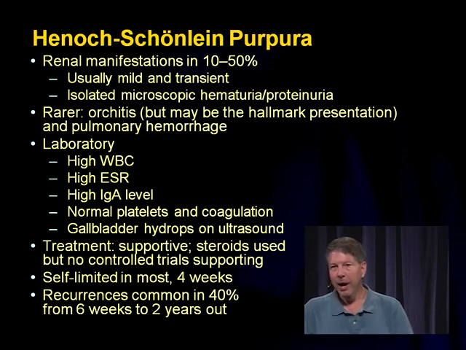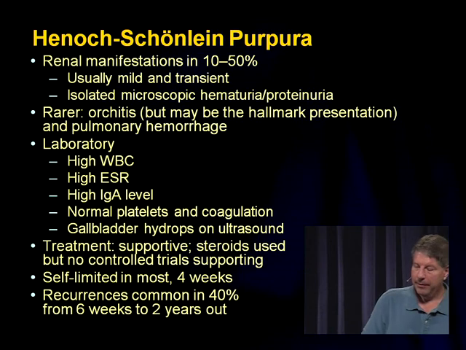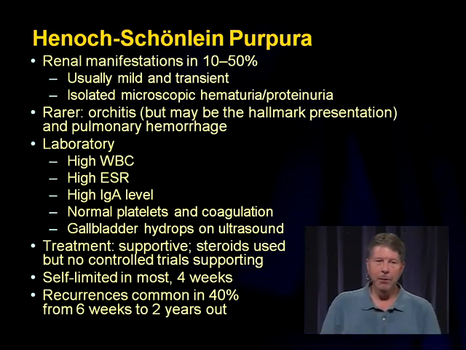Okay, remember high white count, high sed rate. If you check an IgA level, it will be high. Normal platelets, and then you can see the gallbladder wall thickened. If they come in with abdominal pain, they may get an ultrasound, and you'll see the thickened gallbladder. Treatment, as you know, is supportive. Steroids have been used, but don't use them on the test. There are no controlled trials that support steroid use. So we're not going to use steroids in these kids.